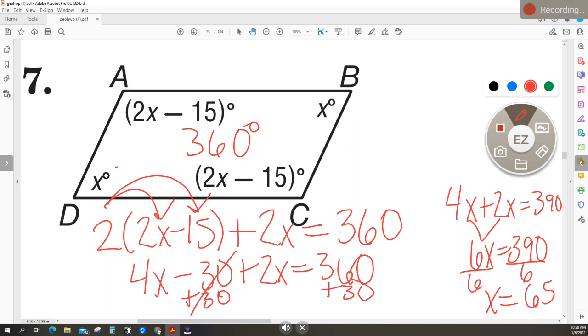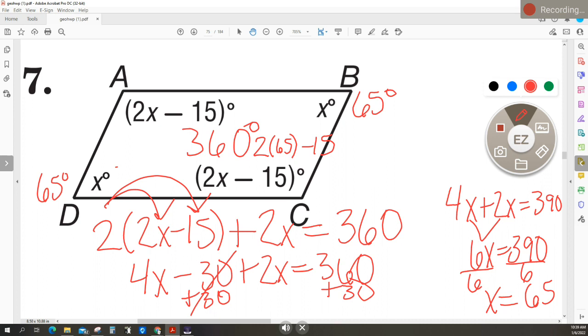No. So we still have to go back in, right? And so now it is going to be our answer here. That's going to be 65 degrees. That's going to be 65 degrees. But here we got to do some math, don't we? So we have to do 2 times 65 minus 15.